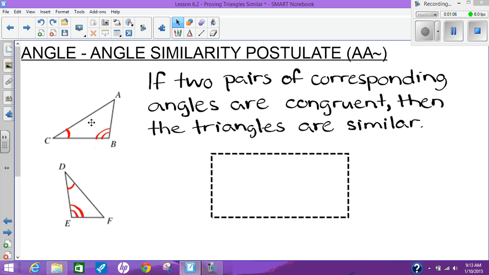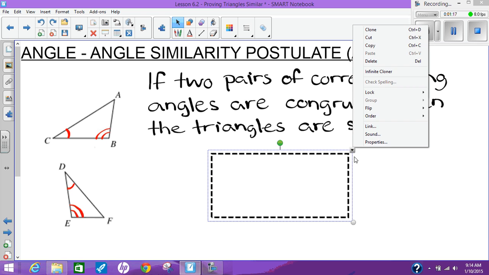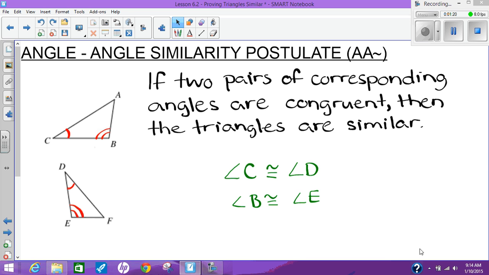So if we look at these two triangles over here, we see that angle C is congruent to angle D, and angle B is congruent to angle E. And there's that in writing. So we have two pairs of corresponding angles congruent to each other in these two triangles. So we don't have to check anything else about these triangles. We can say that they're similar by the angle-angle similarity postulate.